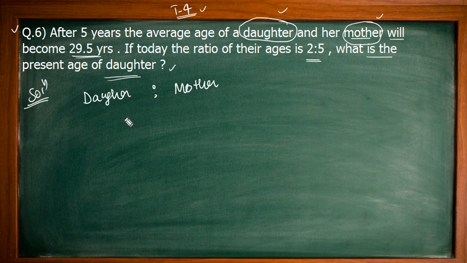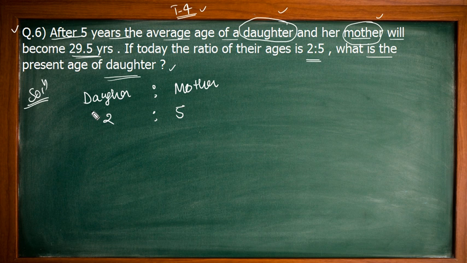See, the ratio of daughter to mother is 2:5. The ratio is given here, 2:5. And what is the present age of daughter? Okay, see the first line: after 5 years the average age of a daughter and her mother.